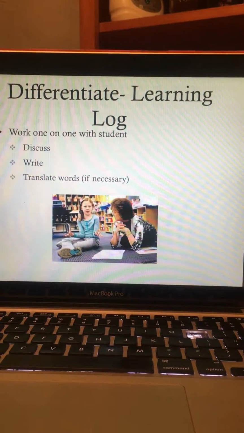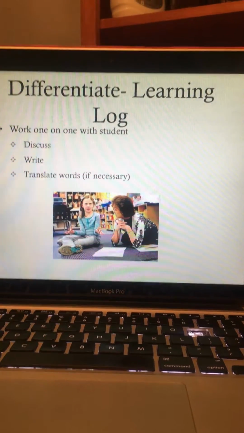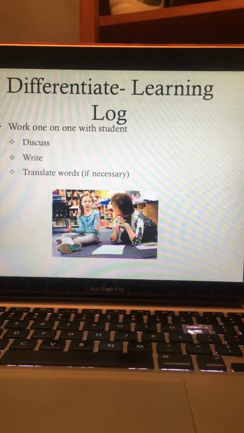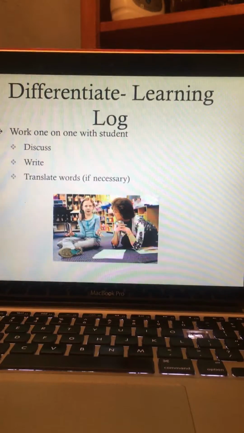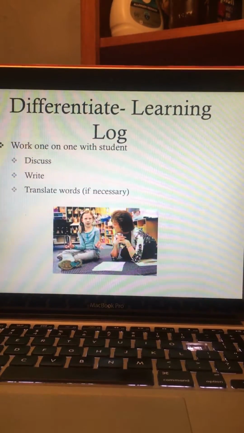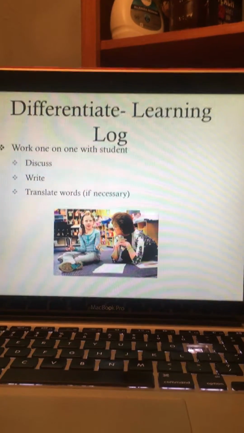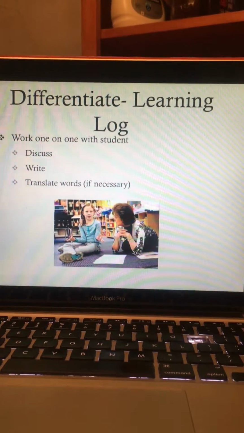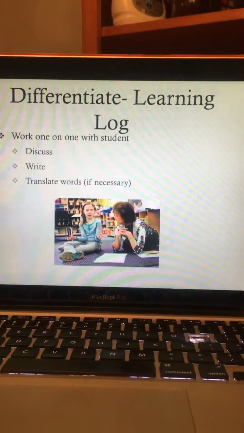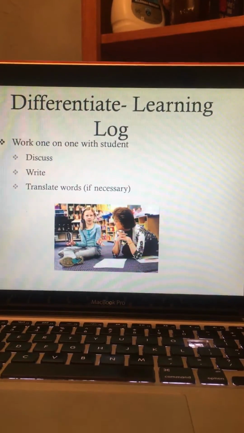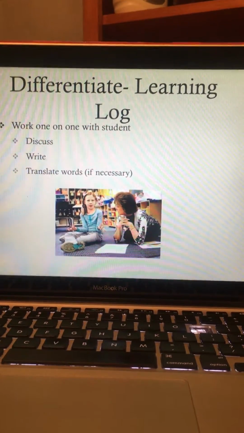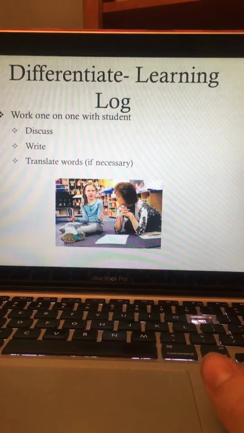So she's able to discuss, bounce ideas off of her para, myself, and just collaborate with me. Just bounce ideas back and forth, and then we would be able to discuss what was important, what should we write about, what are some key facts and details that we feel we need to write down so we remember, and then also to translate words if necessary.